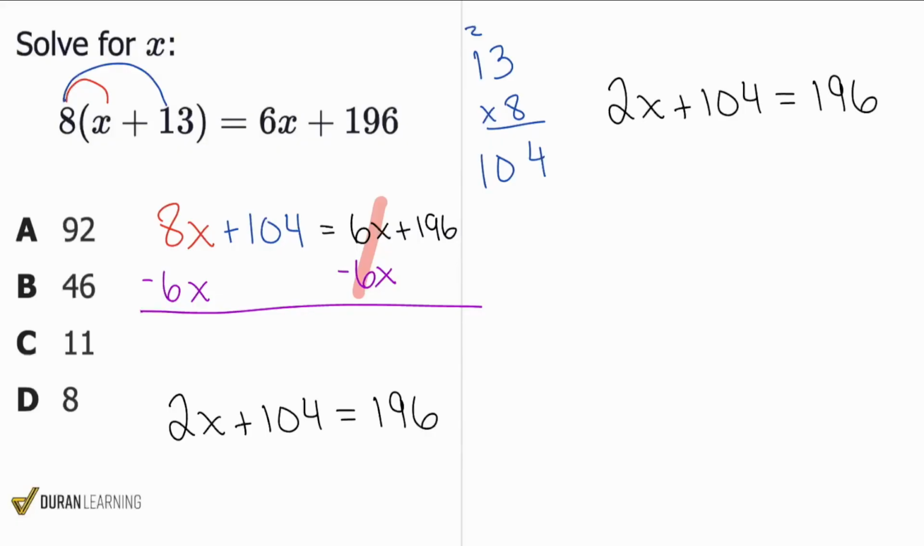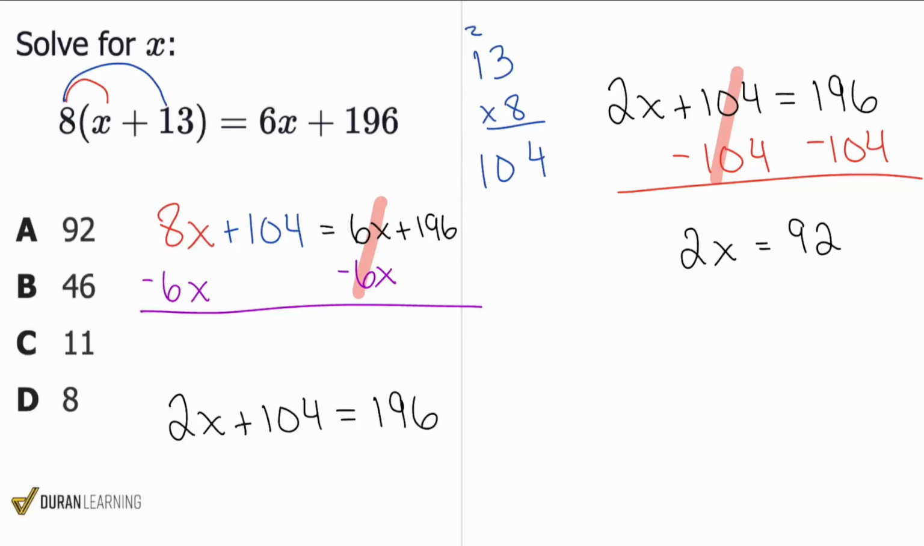Let's get rid of that 104 by subtracting it on both sides. And then from here, it cancels on the left, leaving us with 2x equals, and this would be 92. From here, everybody, we'll go ahead and divide both sides by 2. And then we ask ourselves, how many times does 2 group into 92? And the answer to that will be 46.